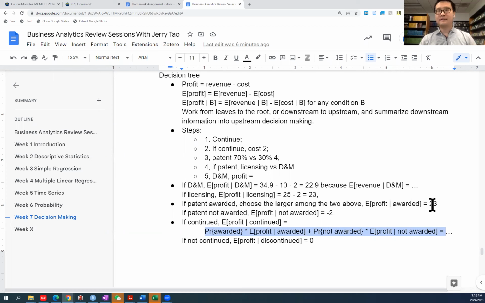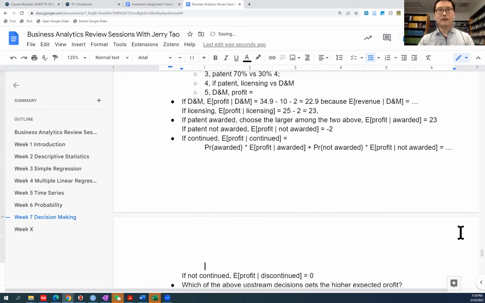So if the chances of getting 23, which is when the patent was awarded, is 70%, the chances that we get -2, which is the expected profit or the loss, if the patent was not awarded, was 30%. So that means we would have to combine these two pieces of information. So 70% times 23, right? And there's a 30% chance that we would have a negative profit.